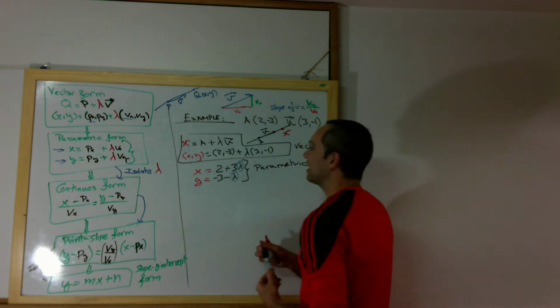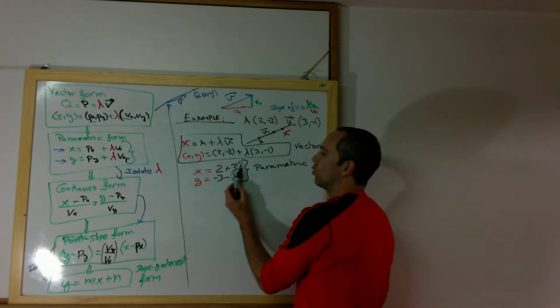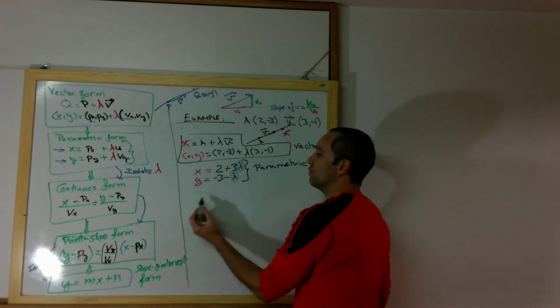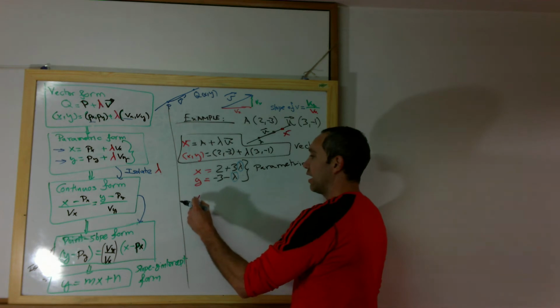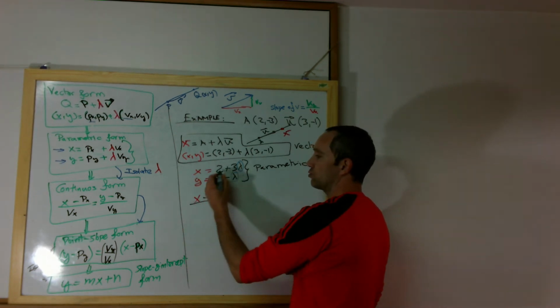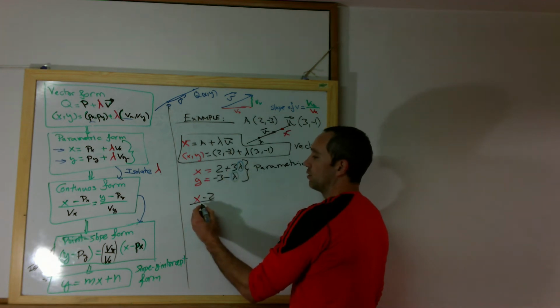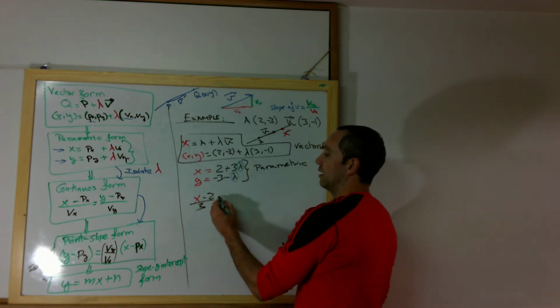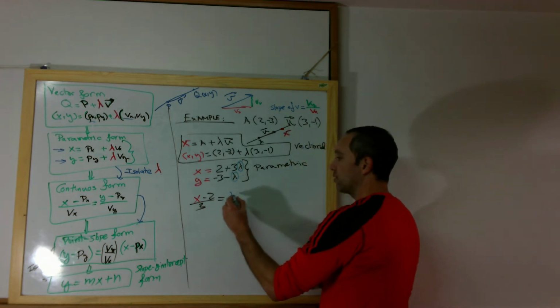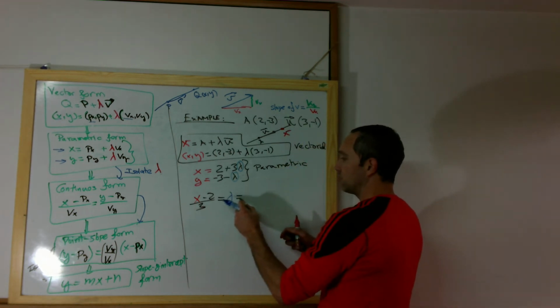If I isolate lambda in this equation, you know how to do it directly. It is x minus 2 divided by 3, because this 2 goes subtracting, and this 3 is multiplying. When it's transposed, it goes dividing. And here, this is lambda. Even though we don't write it, I'm going to write it just once for you.